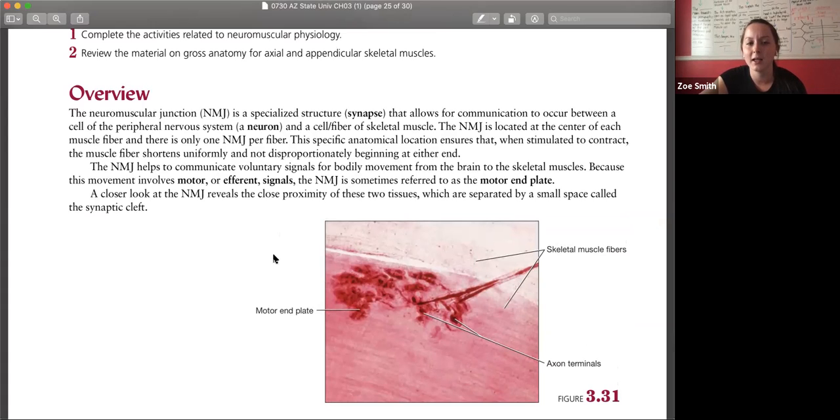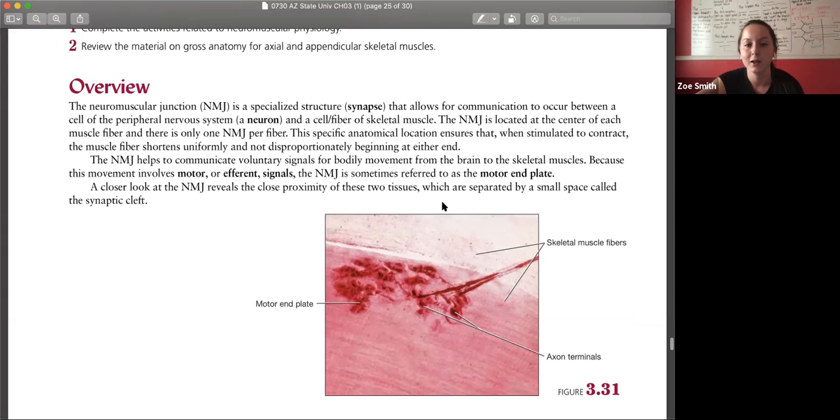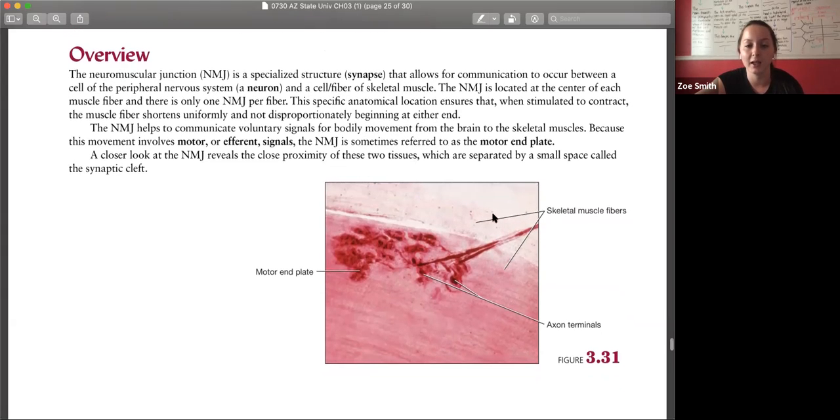This is the whole idea behind how you're able to move, how you're able to pick up weights at the gym, move your hands, stand up, turn your head. All of those voluntary movements are because of the neuromuscular junction. Because the movement involves motor or efferent signals, the neuromuscular junction is sometimes referred to as the motor end plate. You can see that in this photo.